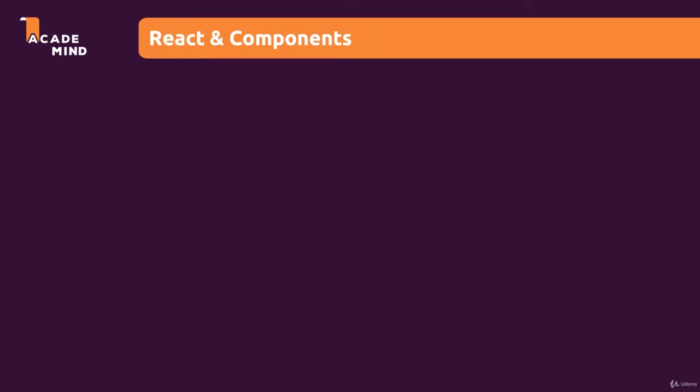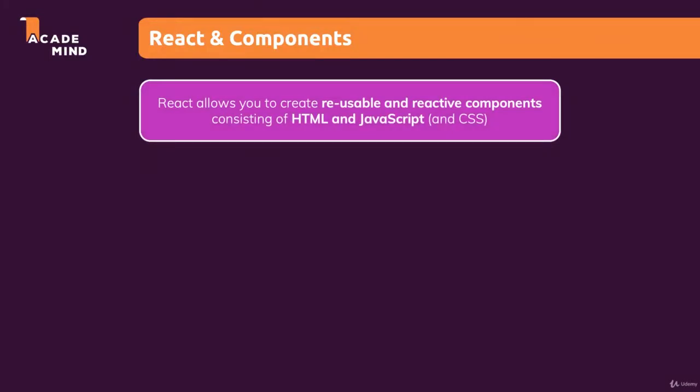So, long story short, React is all about components and about building these components which we combine together. React allows you to create these reusable and reactive components, and you are going to see what reactive means in detail later. React allows you to build these reusable and reactive components consisting of HTML and JavaScript, and as I mentioned, also a bit of CSS. Now here's the important part though.